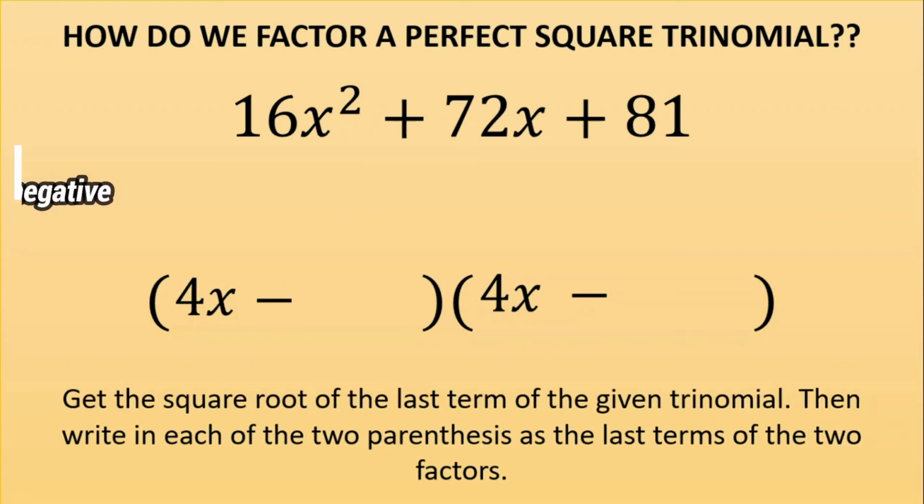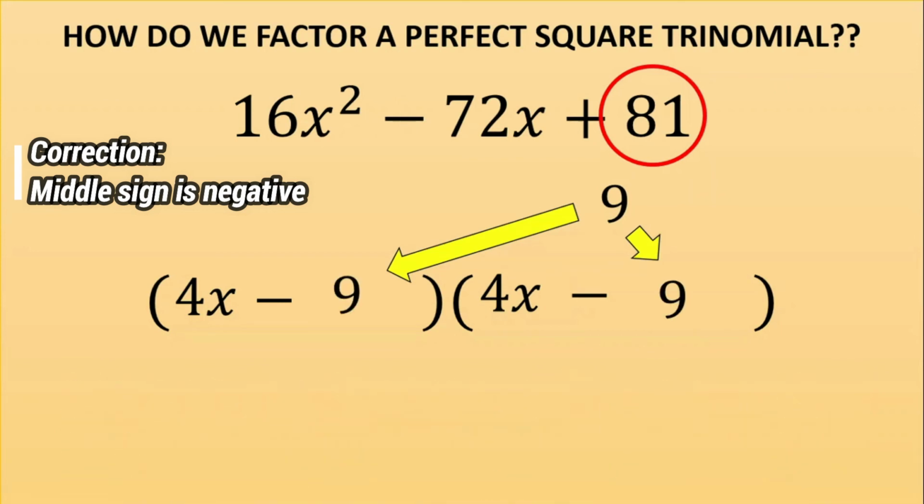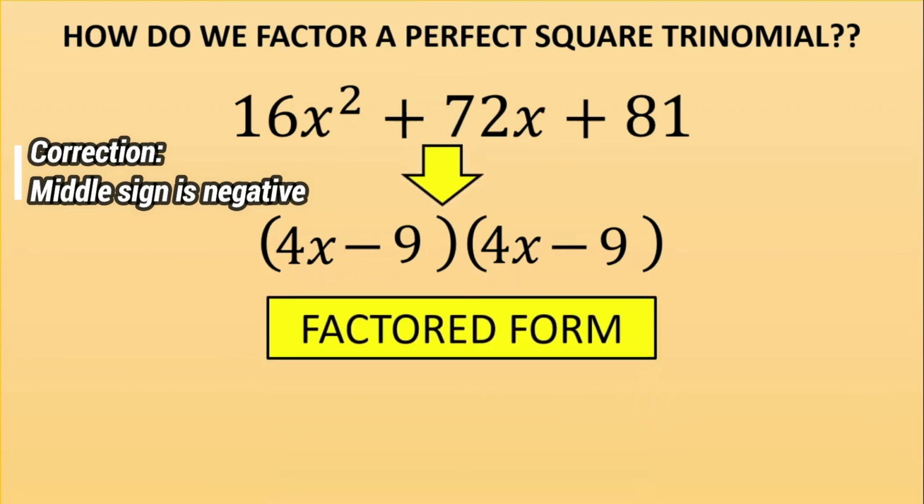For the last step, we will get the square root of 81, which is 9, and we will write it in each of the two parentheses, such as this. And that is the last step in getting the factored form of a perfect square trinomial. So for this example, we have now obtained its factored form, (4x minus 9) times (4x minus 9).